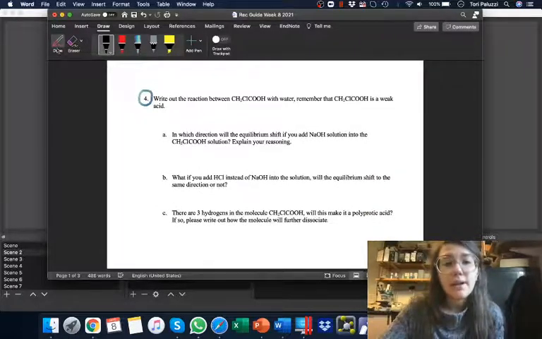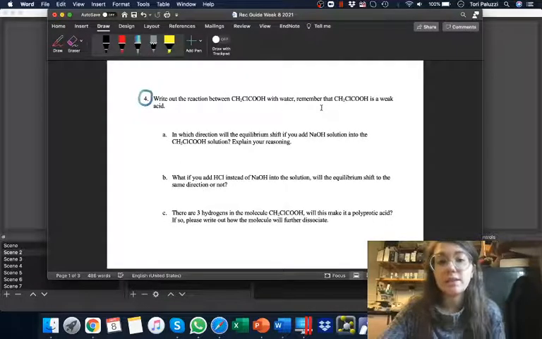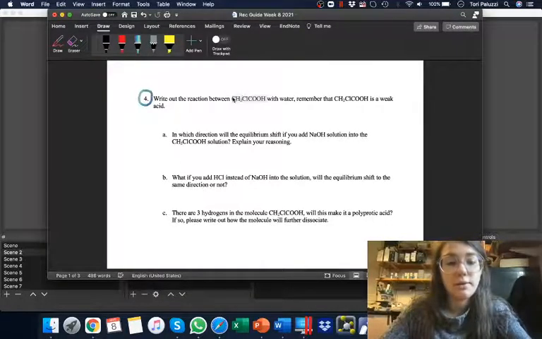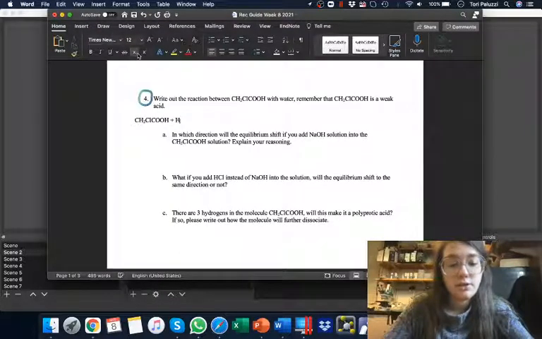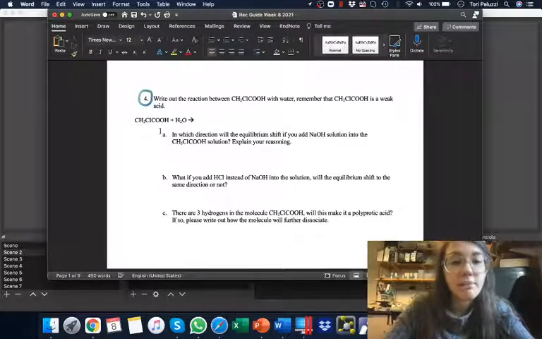Write out the reaction between this and water, and remember that this is a weak acid. Okay, so with that being said, I'm just going to copy and paste. I'm going to say this plus H2O, and then this is going to become my conjugate base, which I know very well, but I have my minus sign, and I take this down, plus, and then of course our wonderfully great hydronium ion.